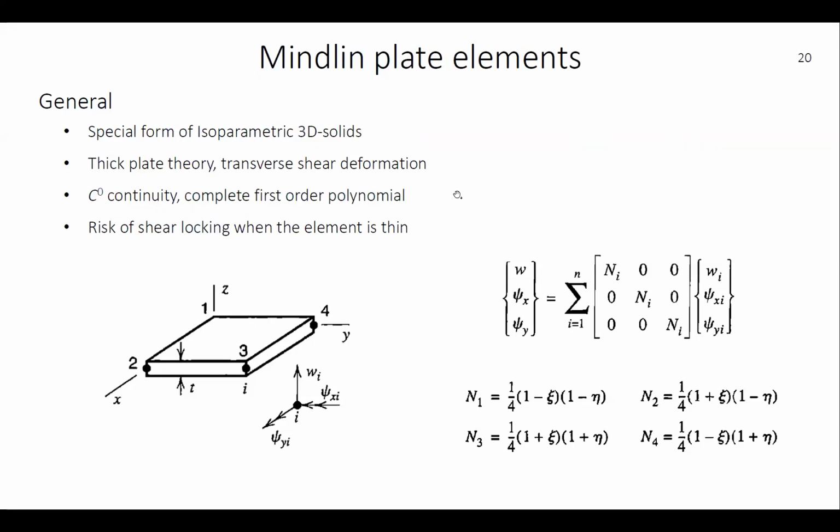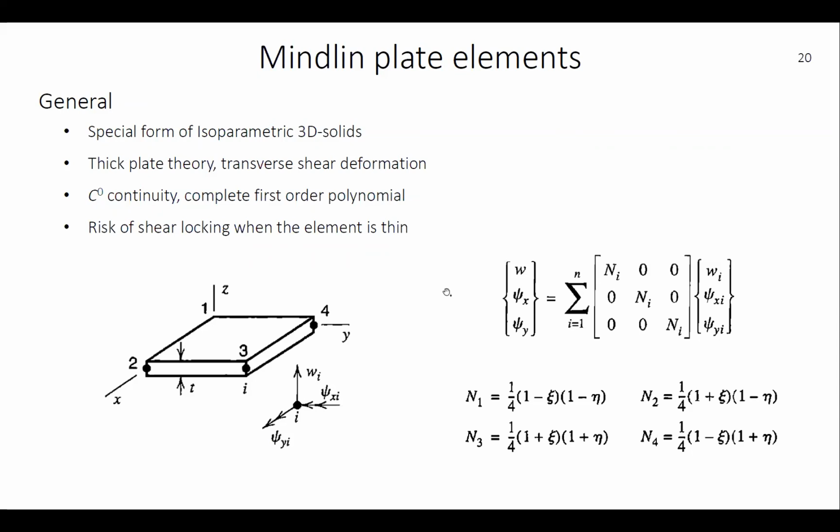Similar to Timoshenko beam theory, the Mindlin plate element only needs to have C0 continuity. And we can use a complete first order polynomial to describe the elements. Some deficiencies: it has a risk of shear locking if the element is very thin. I will show some examples of that.